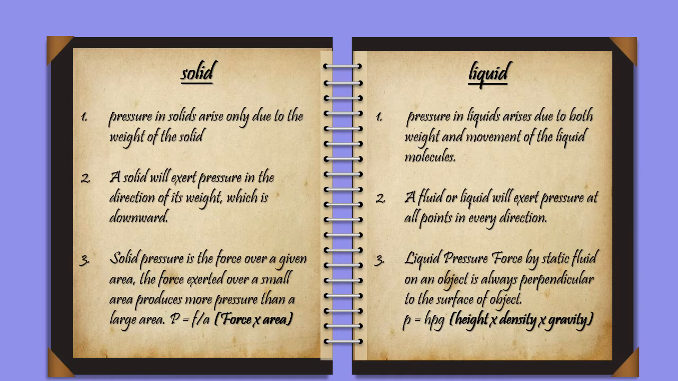Point number 3. Solid pressure is the force over a given area. The force exerted over a small area produces more pressure than a large area. This means that pressure equals force over area.